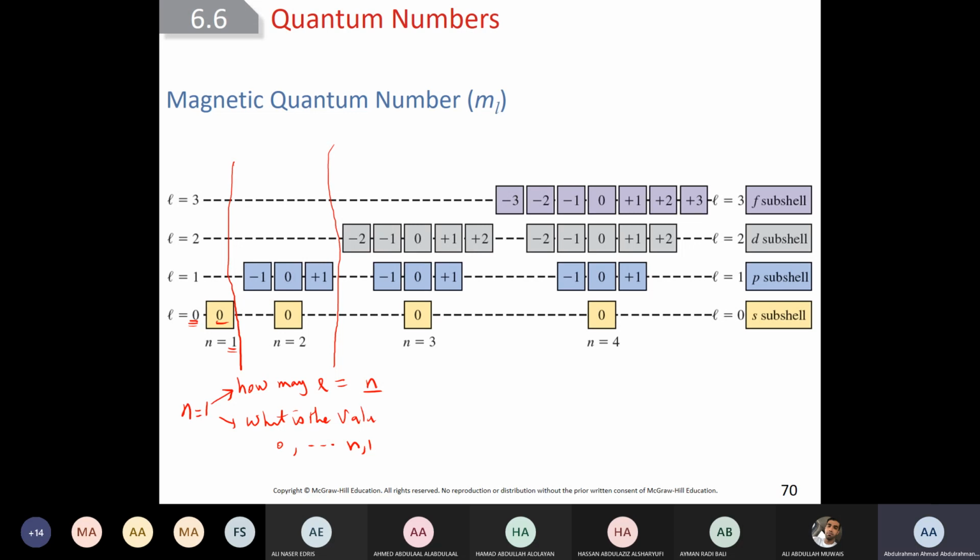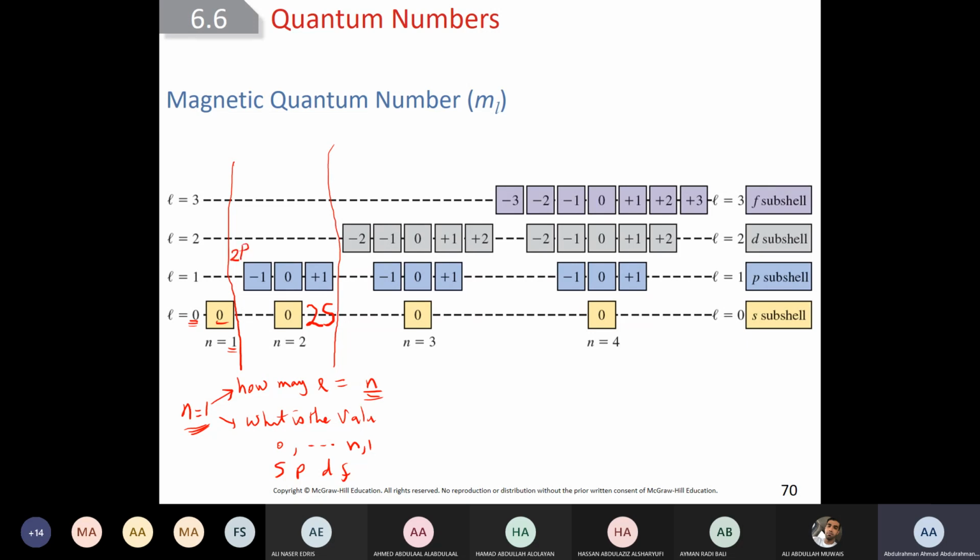Okay. When n equal to 2, how many L do we have? 2. What are the values? 0 and 1. What's the other name for 0 and 1? S and P. So we're going to call this orbital 2s, and this orbital we're going to call 2p.